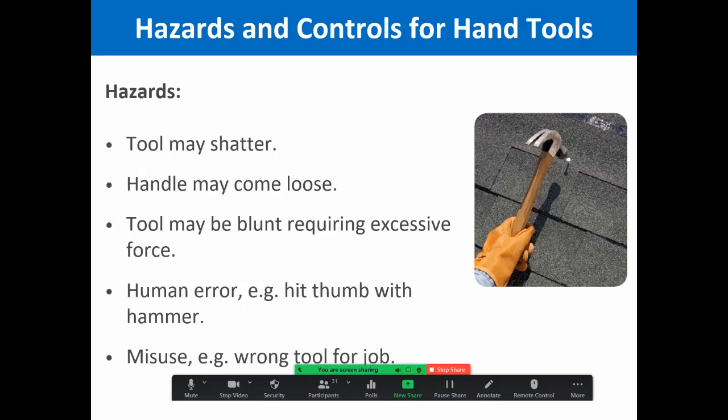Okay. What are the hazards and controls of hand tools? Number one, the hazards include the tool may shatter, the handle may become loose, the tools may be blunt, and they might require excessive force. There could be human error, for example, your thumb might be hit with a hammer. Maybe there could be misuse, for example, wrong tool for the wrong job.